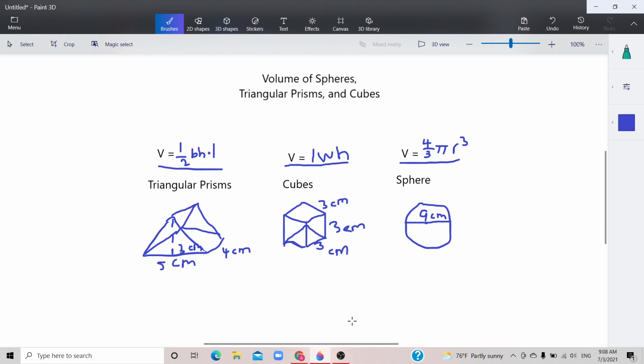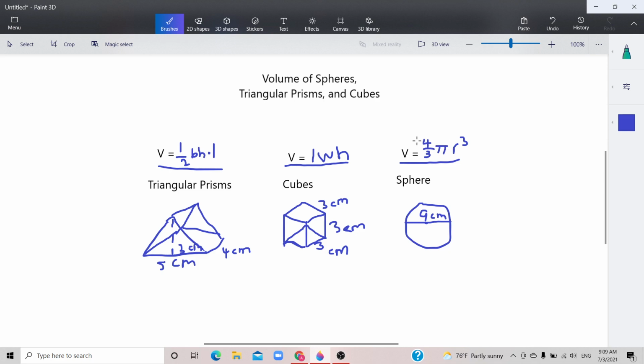Triangular prisms, and cubes. So I have the formula for each shape, each 3D figure here. For triangular prisms, it's 1/2 times base times height, which is this triangle, and then you multiply it by the length here. And for the cube, it's length times width times height. And then for a sphere, it's a little more complicated. It's 4/3 pi r cubed.